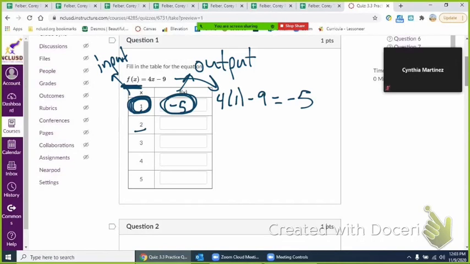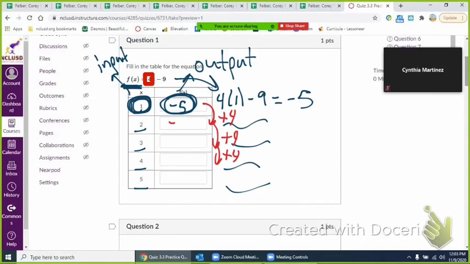So you could plug 2 in, you could plug 3, you could plug 4, you could plug 5, and you could do this a bunch more times. Or you could just look at the slope. If the slope is 4, that means we're going to be going up 4 every time. In other words, we're going to be doing this. Up 4 every time. So negative 5 plus 4, negative 1, plus 4, 3, plus 4, 7. Plus 4, 11. So you could plug every one in, or you could just plug the first one in, see what you get, and then just use the slope.